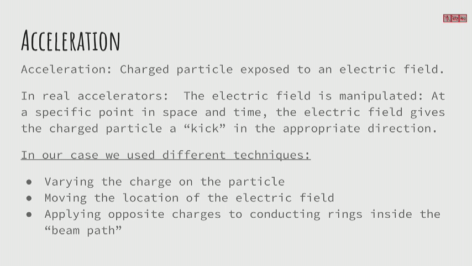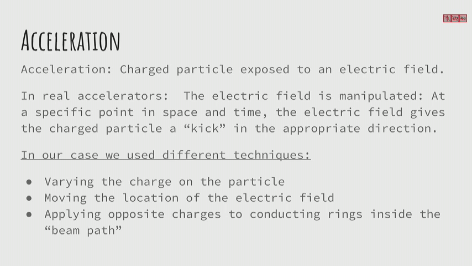The basic principle of the accelerator is that a charged particle is exposed to an electric field, which results in an electrical force. Real accelerators work by manipulating the electric field. We change the polarity of the electrodes with a specified frequency. This will cause the charged particle moving from one electrode to the other electrode to get a kick in the desired direction.